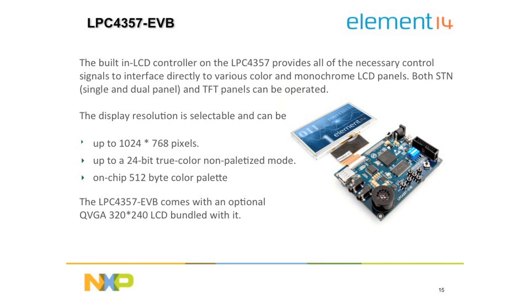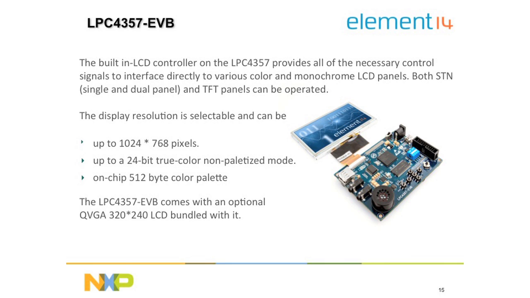So this is the platform that we built based on the 4357, and the resolution can be selected to support up to 1024 by 768. The internal LCD controller can go up to that, an XGA kind of resolution. You can support up to 24 bits, so the 888 configuration for RGB. It has an on-chip, meaning within the chip itself, 512 byte color palette. For a color depth, NXP supports about 256 entries. So the internal color palette does come in handy.